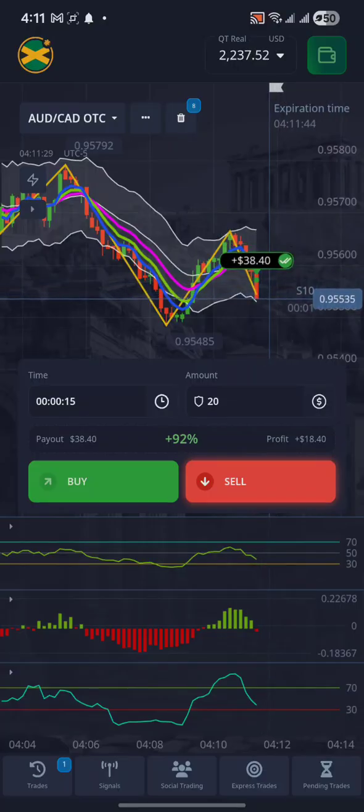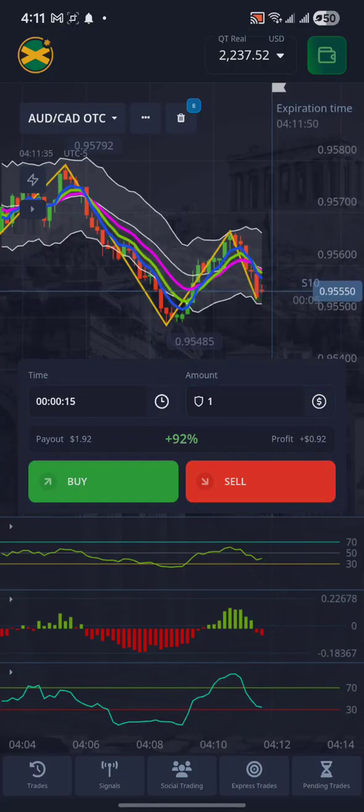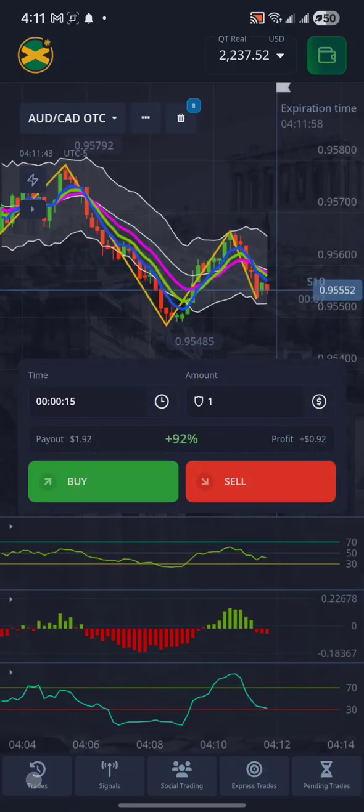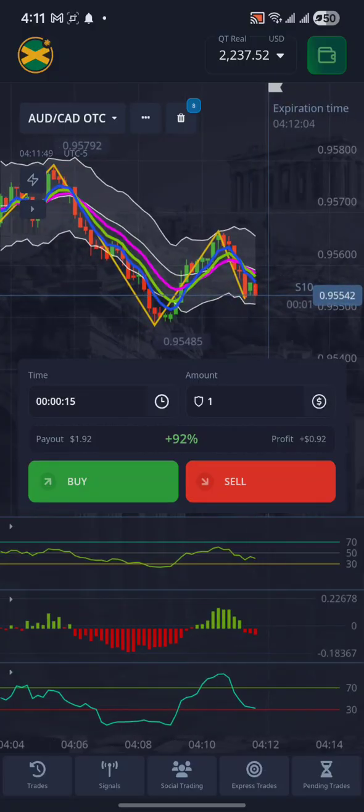So the 15-second comes back over. We can take another 15-second trade at $20. How many trades can I take? 1, 2, 3, 4. So I'm going to take 10 trades. Let's see which part we end up.